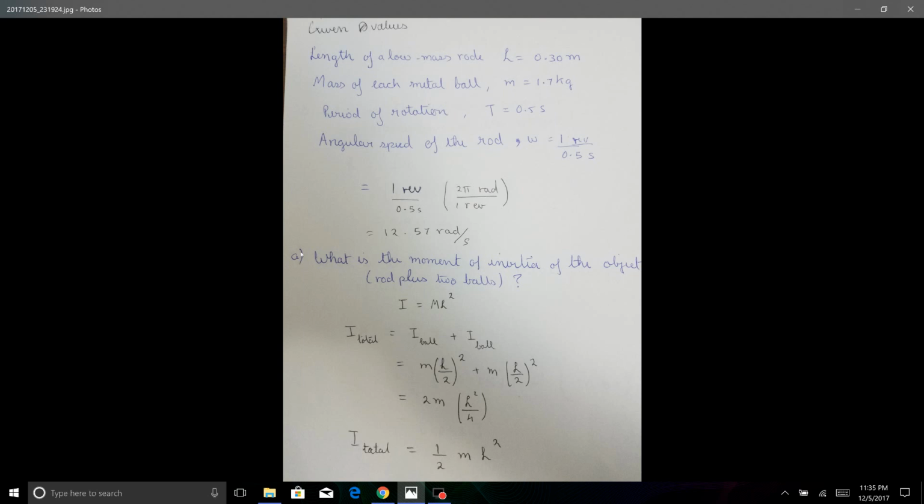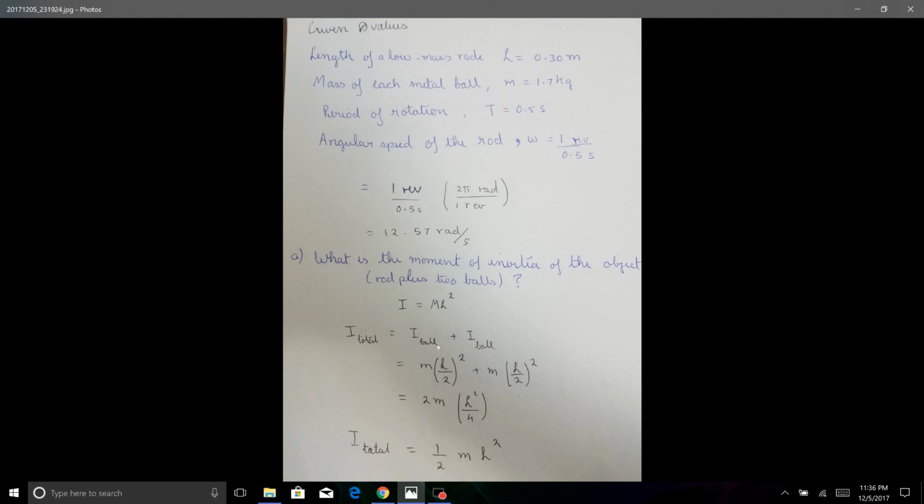This is the formula I started with: I is equal to m L squared, where L is the length and this is the mass. We need the total inertia, which is equal to the inertia of the first ball plus the inertia of the second ball. We know inertia is equal to m L squared.